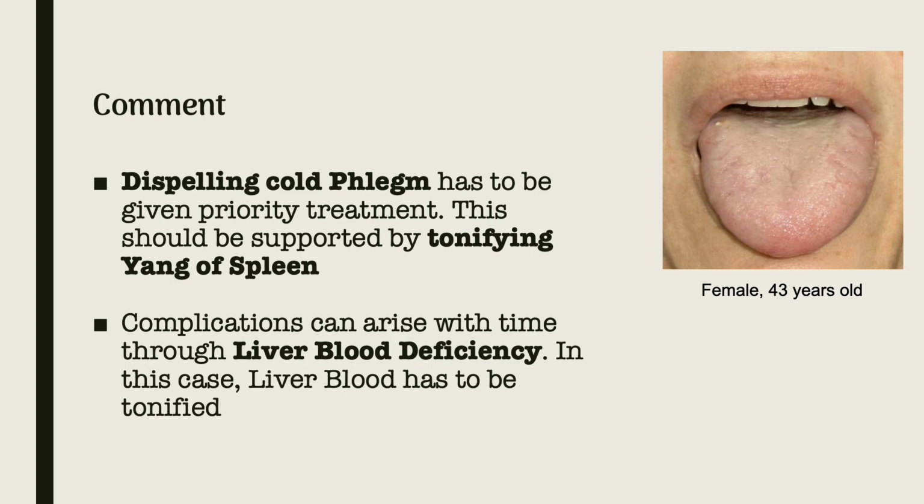Dispelling cold phlegm has to be given priority treatment, and this should be supported by tonifying the spleen yang. Complications can arise with time through liver blood deficiency. In this case, liver blood has to be tonified or nourished.